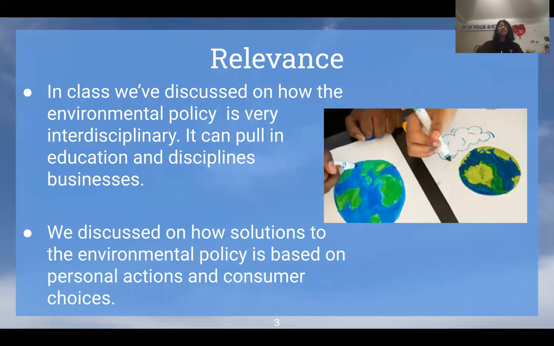In class, we discussed how the environmental policy is very interdisciplinary. It can pull in education and business disciplines. We discussed how solutions to the environmental policy are based on personal actions and consumer choices.